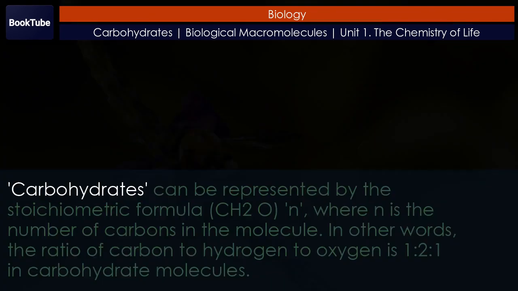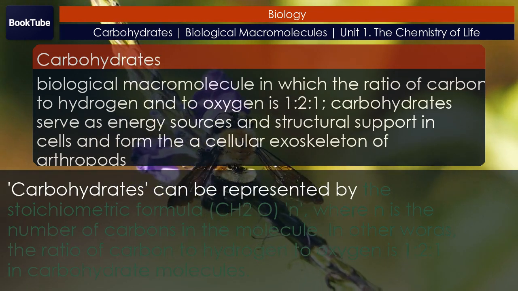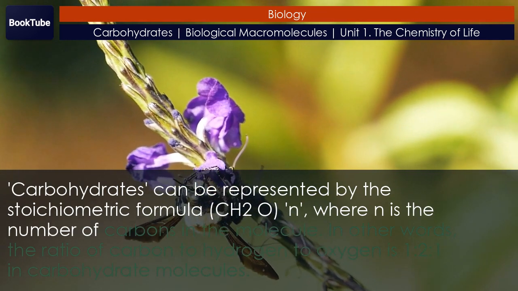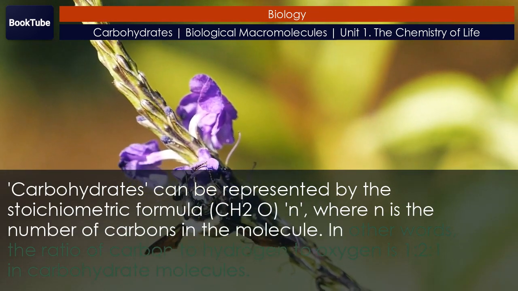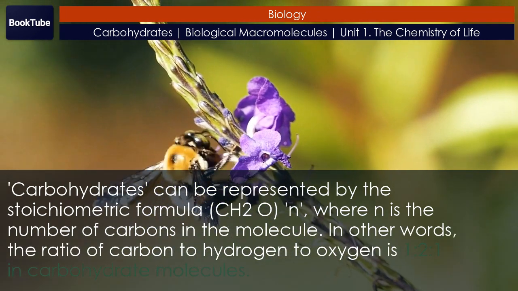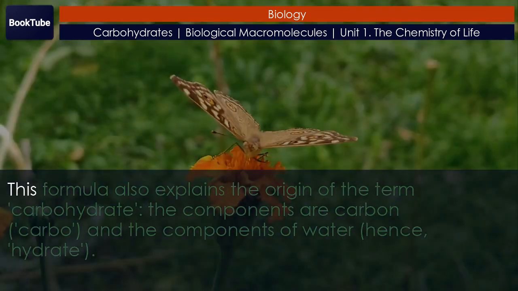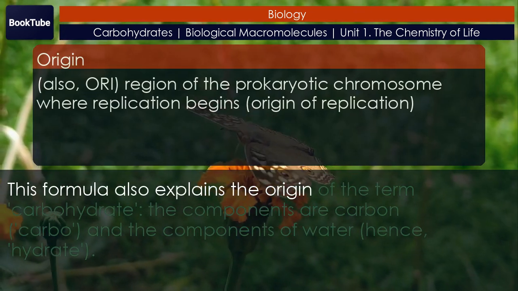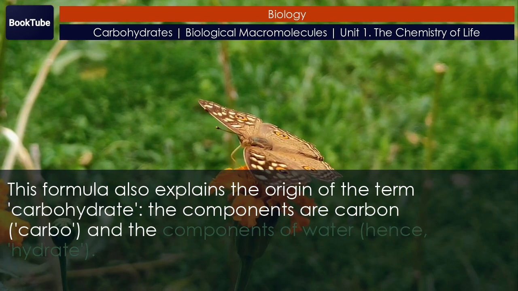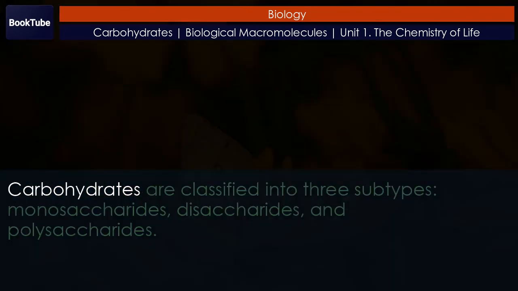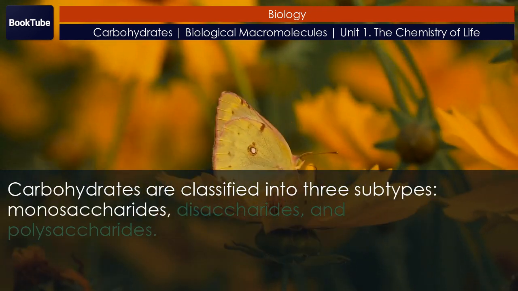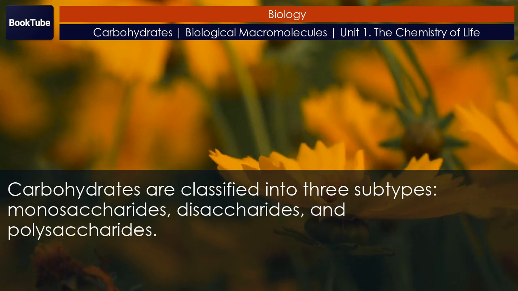Molecular structures. Carbohydrates can be represented by the stoichiometric formula (CH2O)n, where n is the number of carbons in the molecule. In other words, the ratio of carbon to hydrogen to oxygen is 1:2:1 in carbohydrate molecules. This formula also explains the origin of the term carbohydrate. The components are carbon, carbo, and the components of water, hence, hydrate. Carbohydrates are classified into three subtypes: monosaccharides, disaccharides, and polysaccharides.